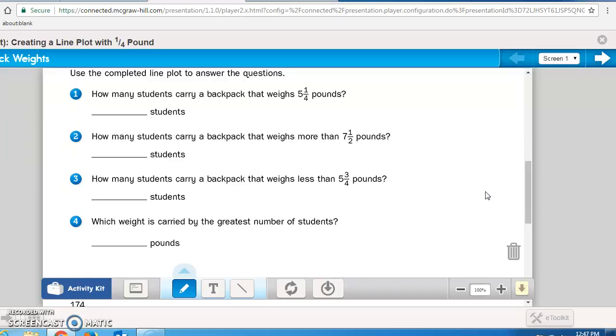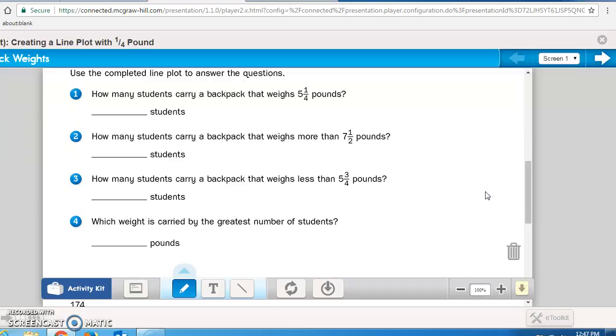Number 2, how many students carry a backpack that weighs more than 7.5 pounds? Blank, students. Again, the units are our students. Make sure you're noticing it says weighs more than, not equal to, more than. Number 3, how many students carry a backpack that weighs less than 5 3/4 pounds? Again, there's a blank, and students still are our units.